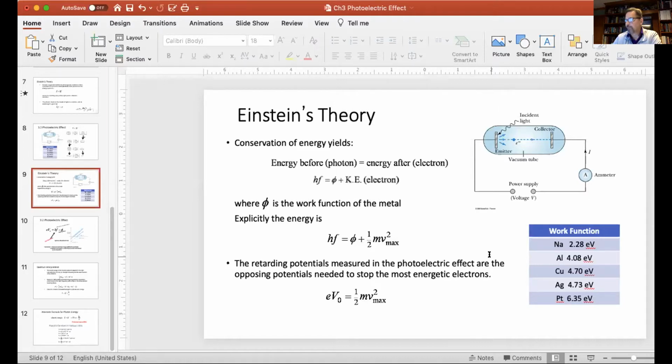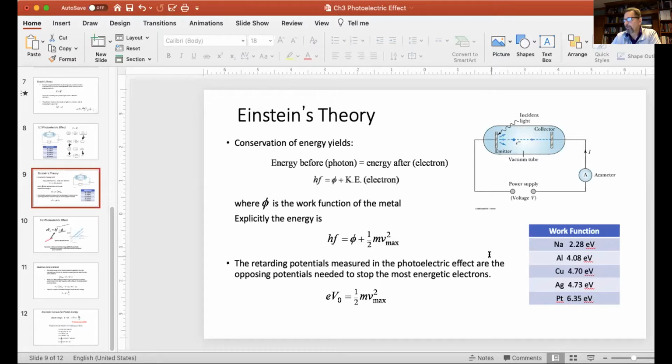So your hf has to be at least as big as one of those work functions. That's the energy in a photon, so it has to have a particular frequency in order to kick an electron loose. If hf is greater than that work function, then any extra energy will come off as kinetic energy, 1/2 mv². And that phi symbol there is called the work function, tabulated over there.